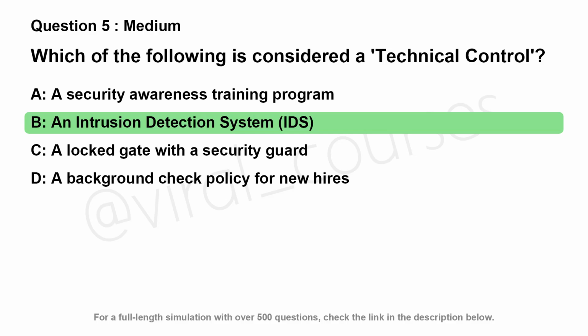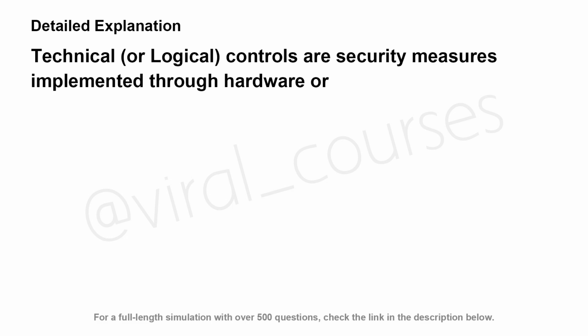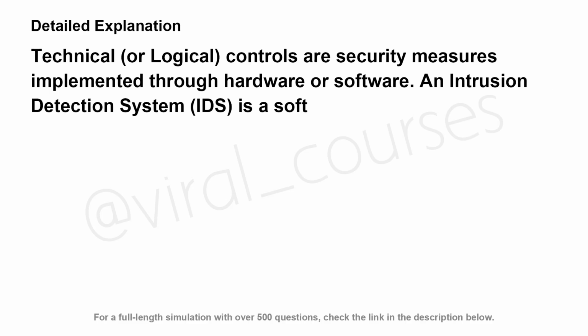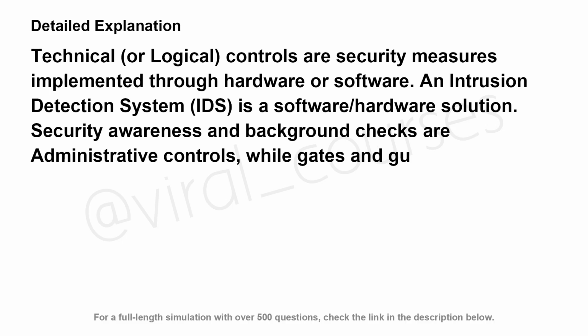The correct answer is B. Technical or logical controls are security measures implemented through hardware or software. An intrusion detection system, IDS, is a software-hardware solution. Security awareness and background checks are administrative controls, while gates and guards are physical controls.